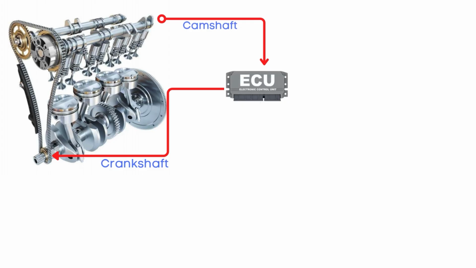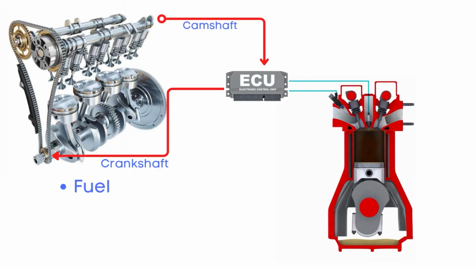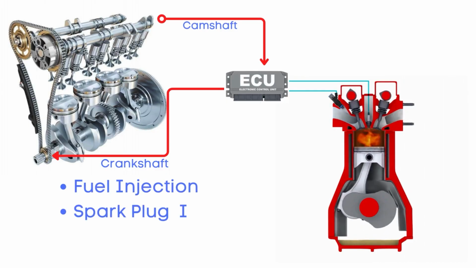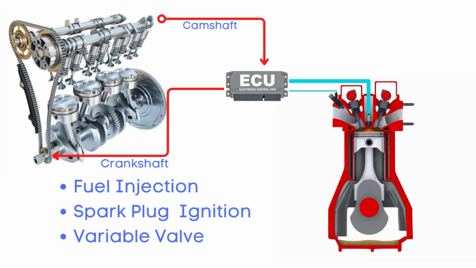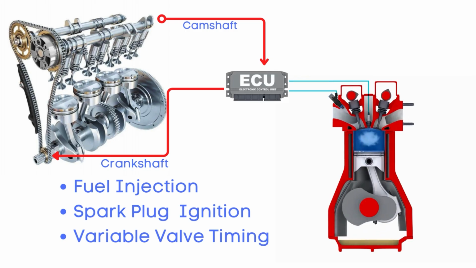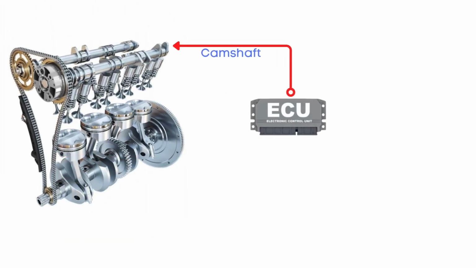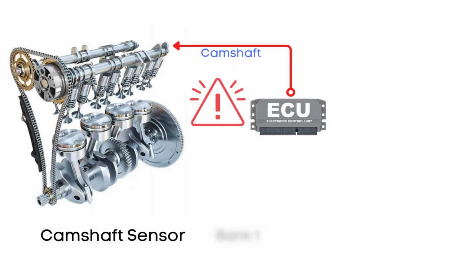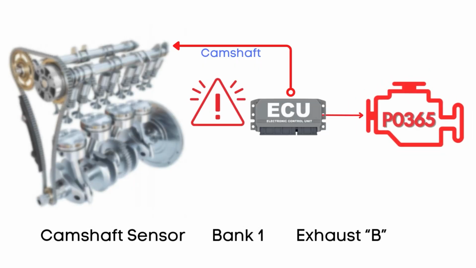With all this data, the ECU can precisely control things like fuel injection, ignition timing, and even when the valves open and close. But if there's a problem with the camshaft position sensor circuit, then the ECU can't get the right camshaft data, and it triggers the P0365 code to let you know something's off.